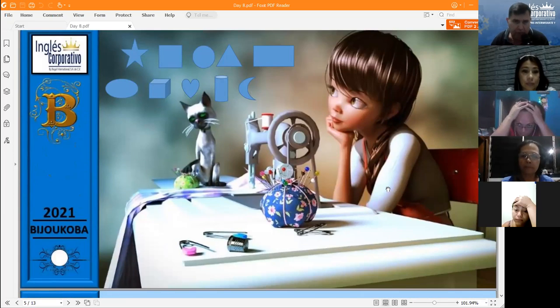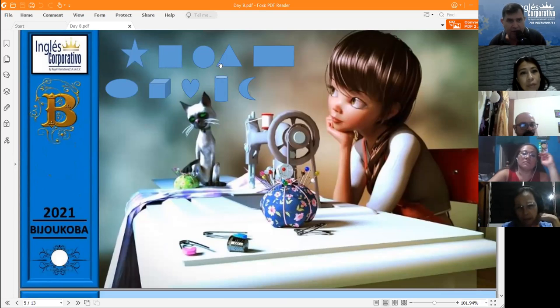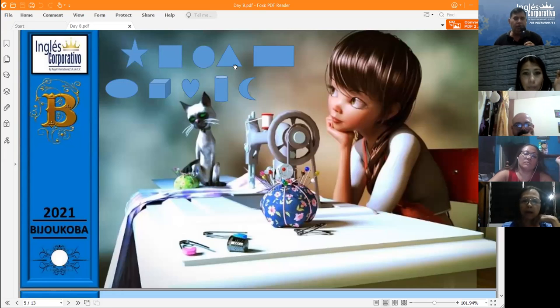Tonight, we're going to be working on guessing. But first, what do you call this one? What is this shape? A star. This one? Square. This is a square. And this one? Circle. This one? Triangle. It's a triangle. What about this one? I don't remember. It's a rectangle, right?